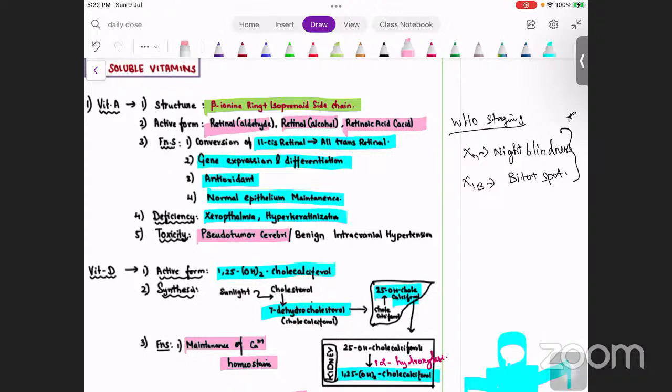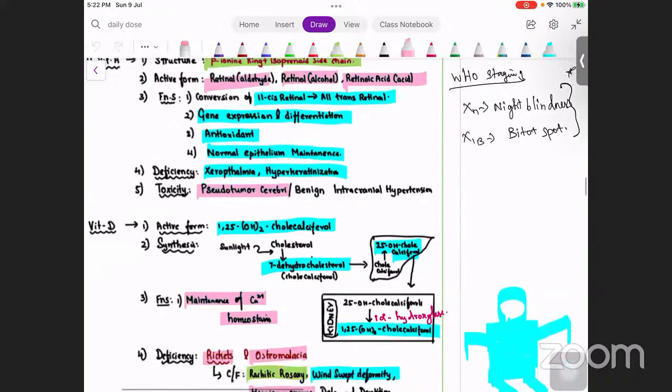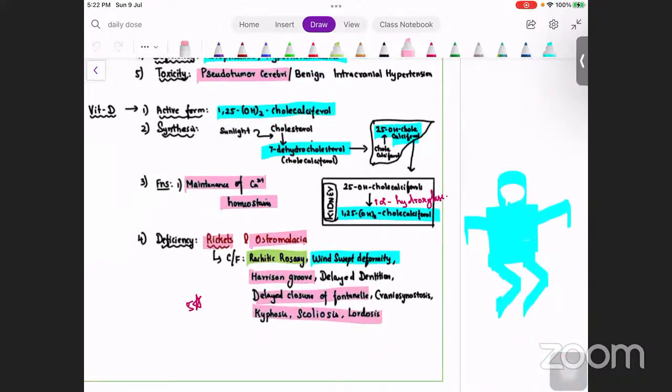While for vitamin D, the active form is 1,25 dihydroxycholecalciferol. It is synthesized from sunlight, cholesterol to cholecalciferol. Cholecalciferol goes to the liver, becoming 25-hydroxycholecalciferol, and then goes to the kidney, where it becomes 1,25 dihydroxycholecalciferol. The function is maintenance of calcium homeostasis. Deficiency causes rickets and osteomalacia, where you see rachitic rosary, wind-swept deformity, Harrison groove, delayed dentition, kyphosis, scoliosis, and lordosis.